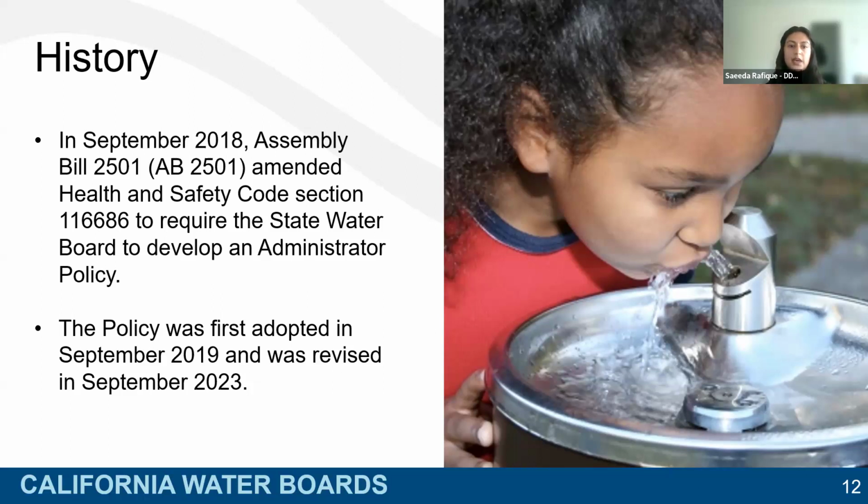I would like to note that prior to the administrator program, the only mechanism to take over operational and managerial control of a water system was through a process of a receivership, which is a lengthy process and requires a court order. And also, there are no state funds available through our Division of Financial Assistance to support a receivership. On the other hand, the administrator process is also lengthy, but it does not require a court order, and it is funded through DFA.